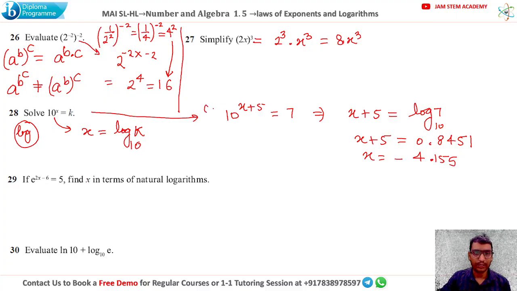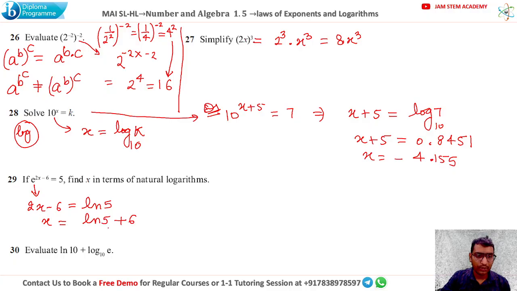That was another example. Okay. Now, next one says e raised to the 2x minus 6 equals 5. Find x in terms of natural log, right? So no need to use the calculator again. Okay, you just have to write the expression only. So if I again use the definition of the logarithm, I can say 2x minus 6 equals natural log of 5. So what is x? On simplifying, I can say (ln 5 plus 6) whole divided by 2 is the value of x.